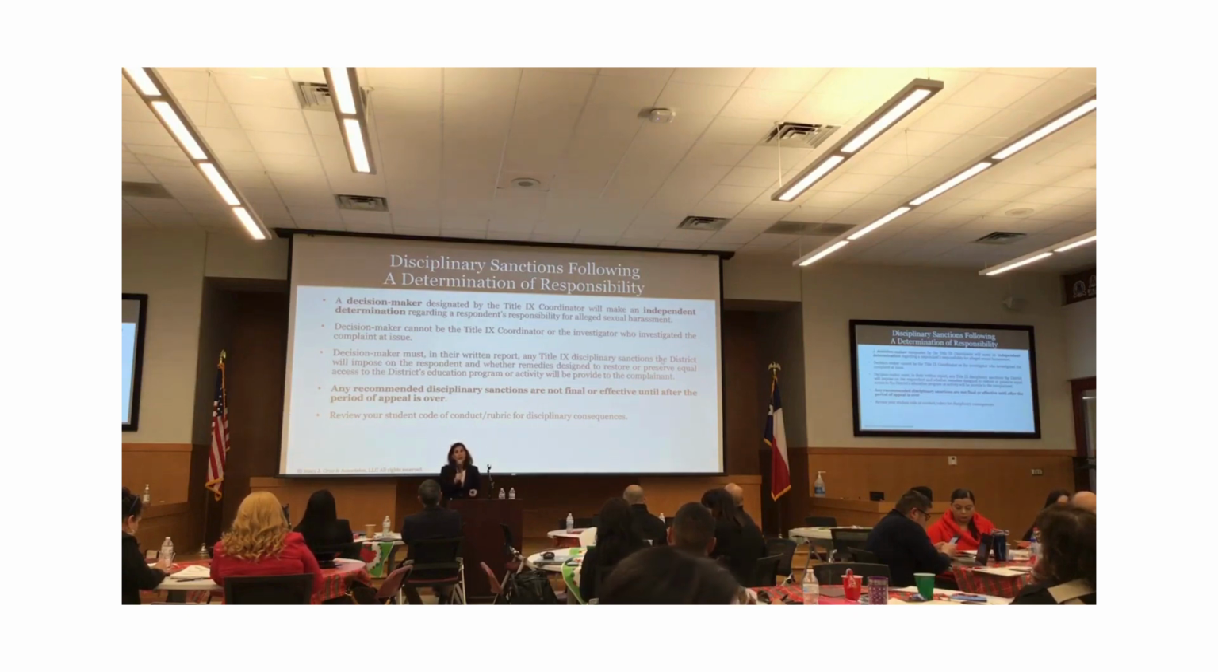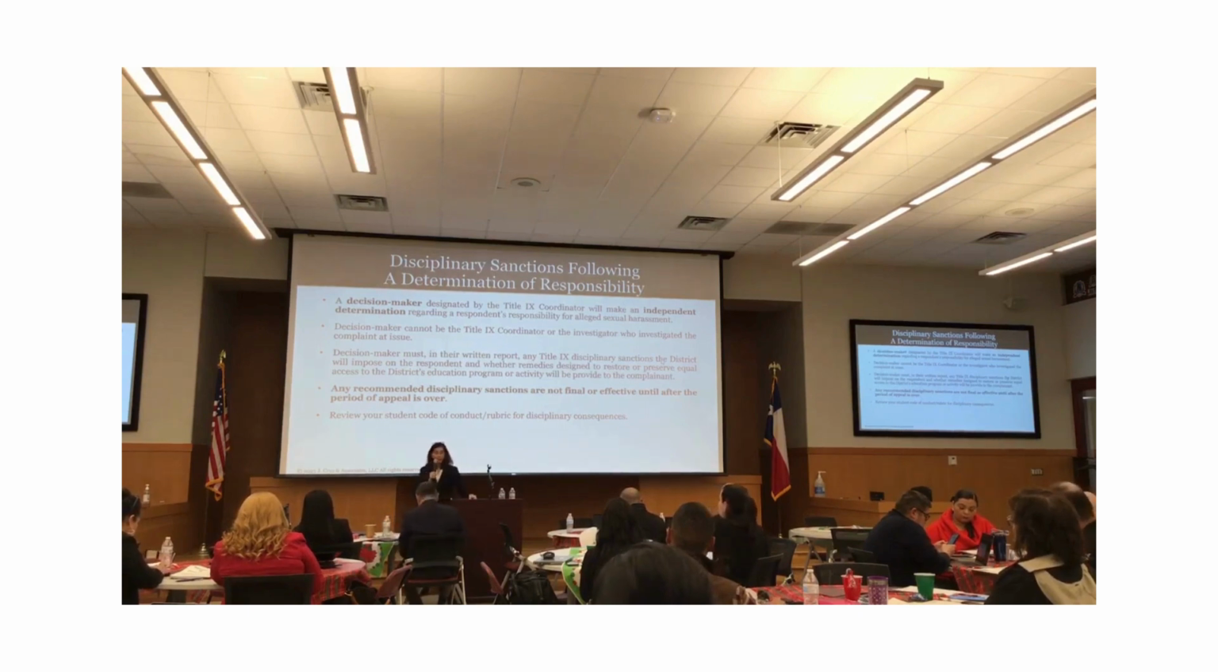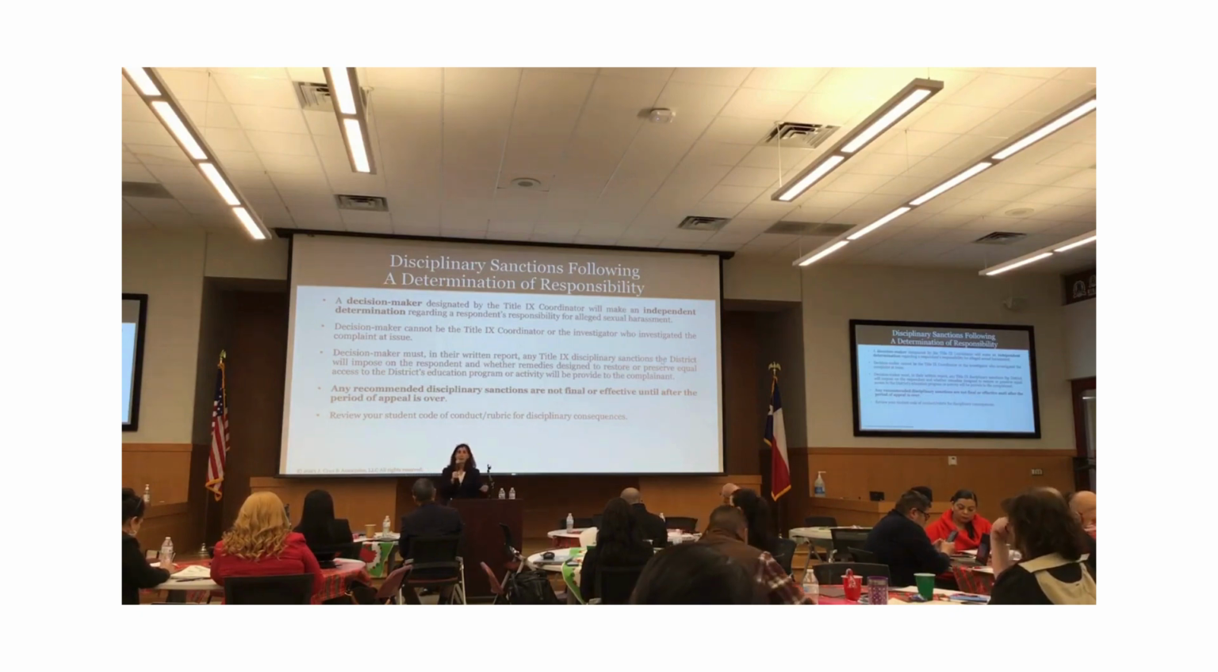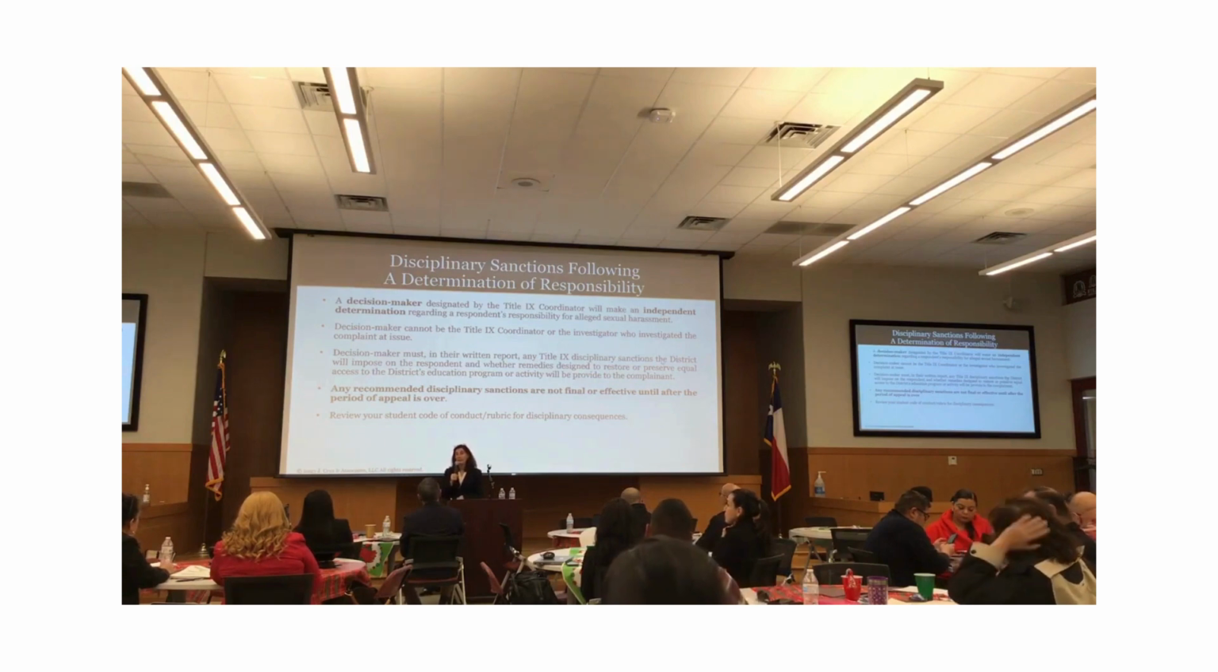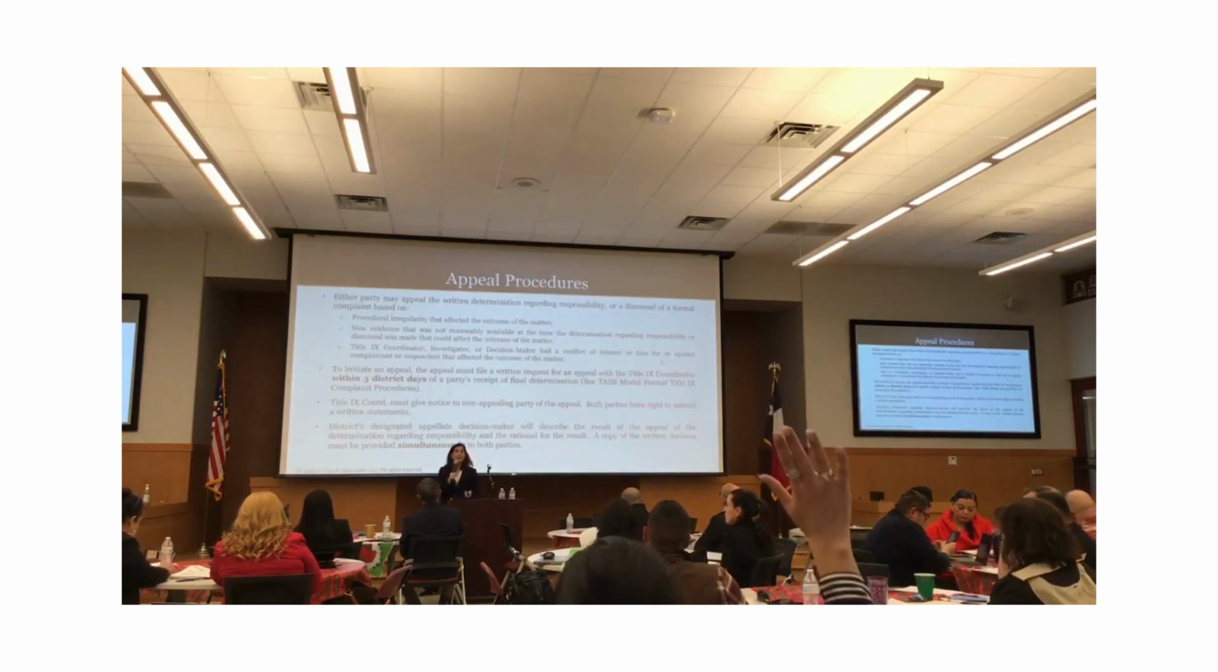And then review your student code of conduct, your rubric for disciplinary consequences, for anything that you recommend in your determination report. Make sure it's based on something. Don't just say, well, he did this or she did that, I'm going to give him 60 days. Go back and look at your student code of conduct. How does this conduct fall under your student code of conduct? Do you have a rubric for this kind of conduct? And make sure it's consistent. You can't go overboard with this stuff. It's got to be something that's fair. It can't be arbitrary. Your appeal procedures.